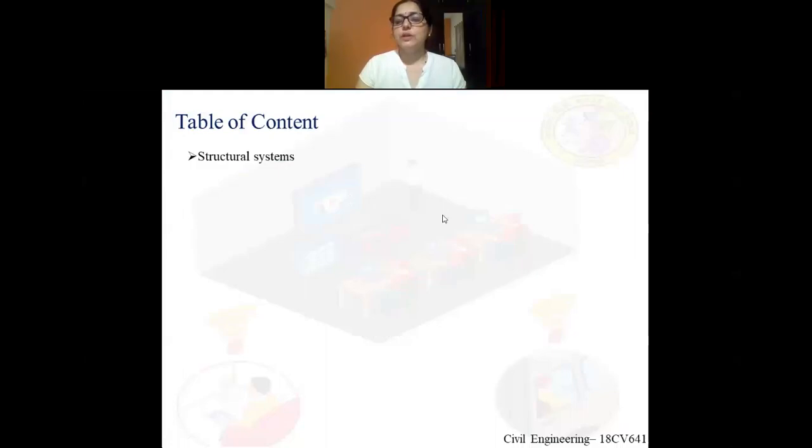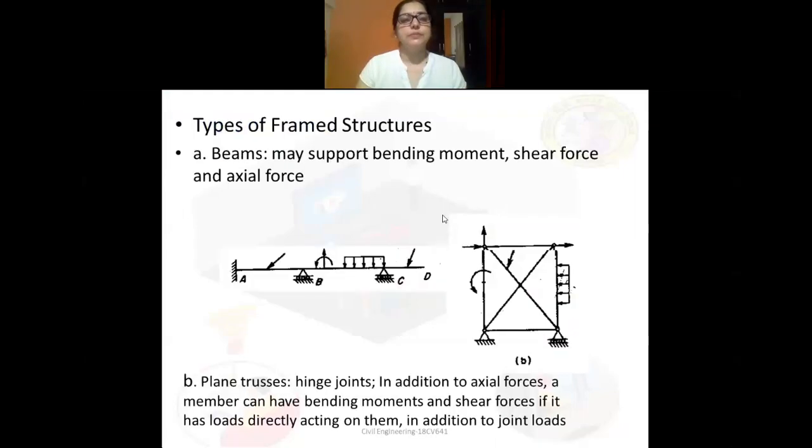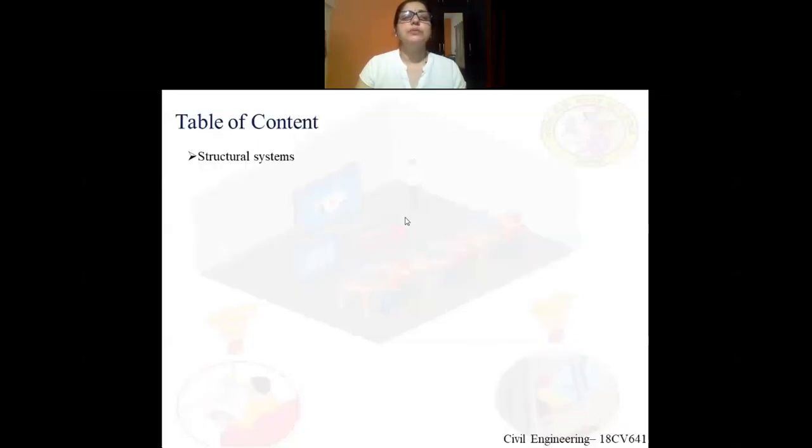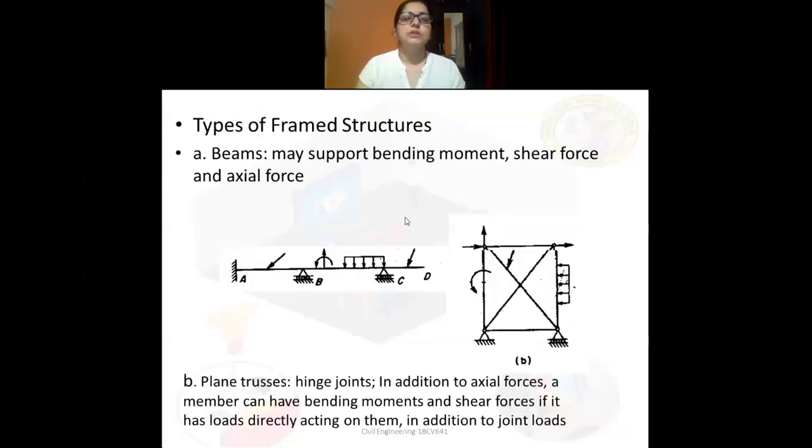So today we're going to study about structural systems. So what is meant by this structural system? There are different types of framed structures. For example, we'll start with the beams. Beams may support bending moment, shear force, and axial force. So in the sketch, in the figure, you can see a beam.